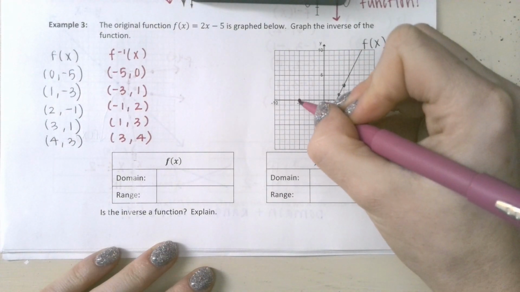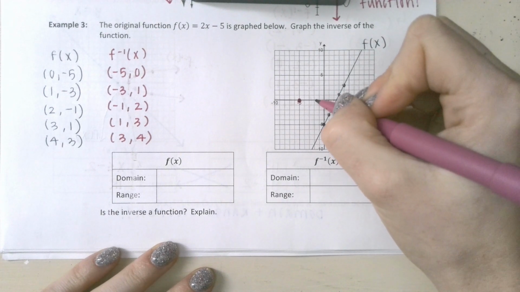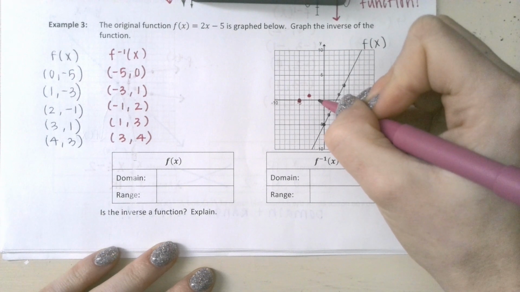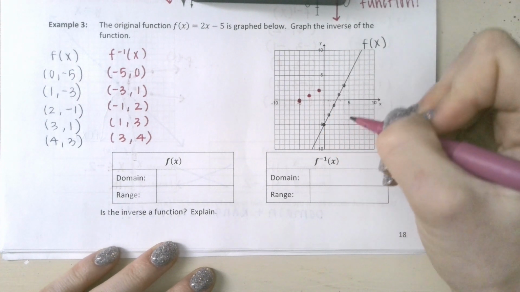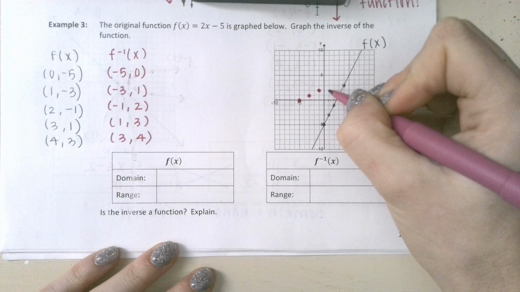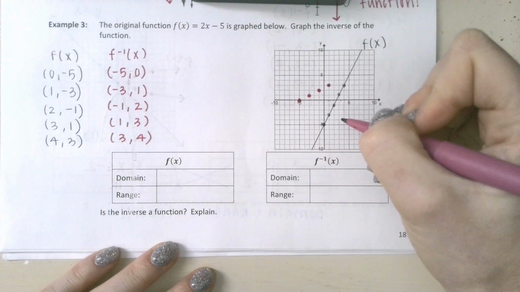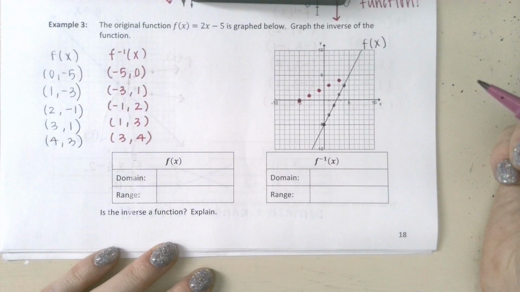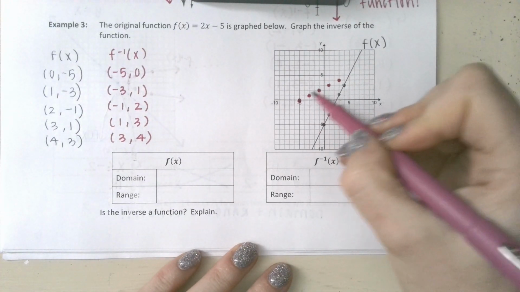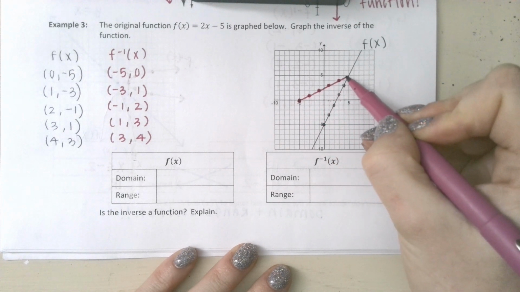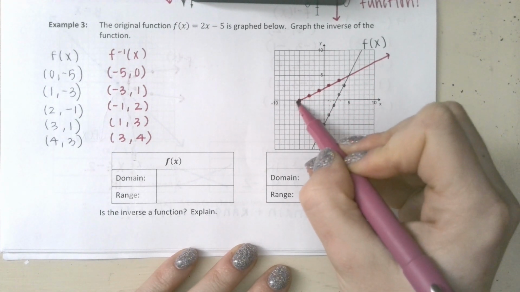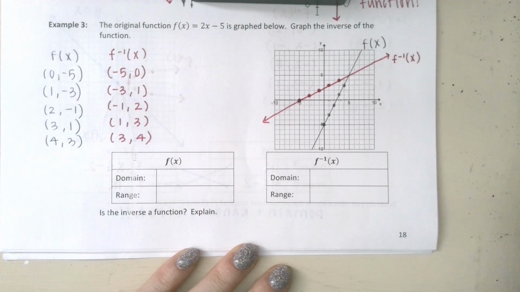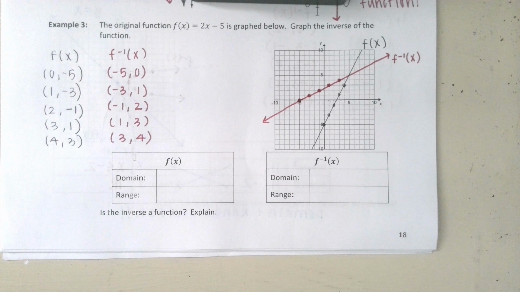So -5, 0, -3, up 1, -1, up 2, 1, 3. Starting to see the pattern here. 1, 2, 3, 1, 2, 3, 4. Okay, once I have my points, I can go ahead and sketch in. And I like to label, so I remember this one here is my inverse.